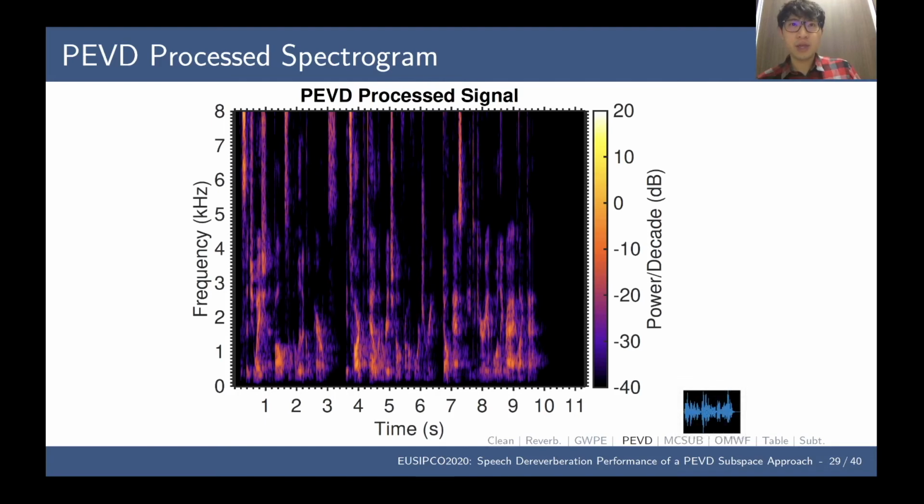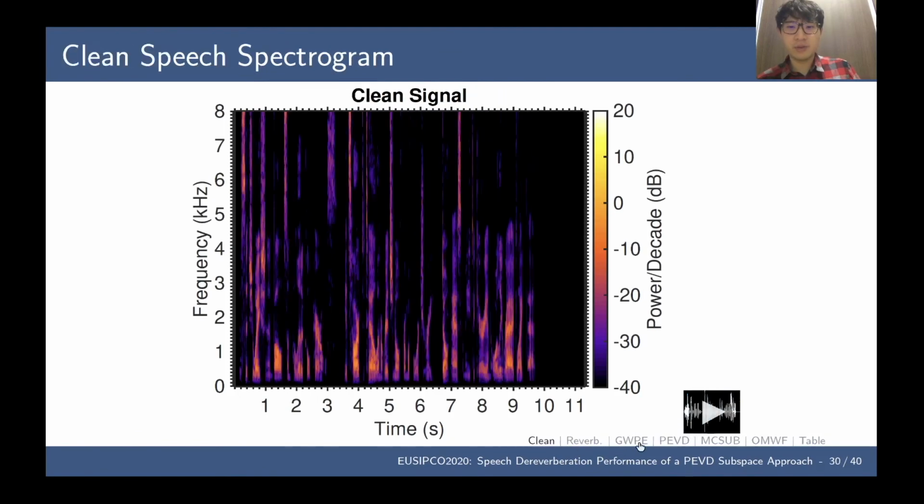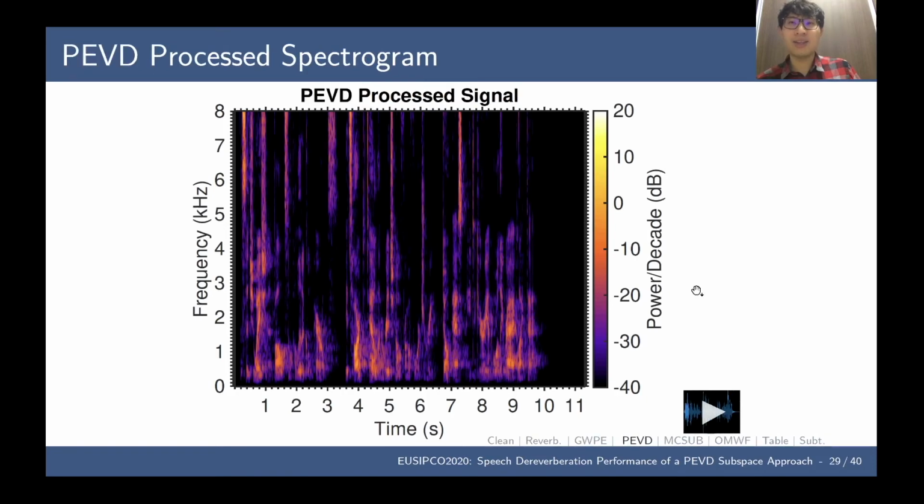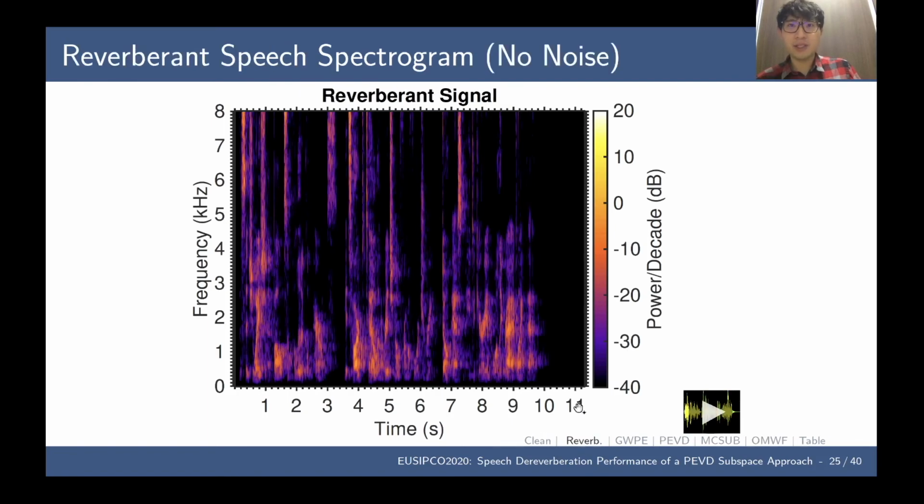We also note that the speech structure is preserved, and no audible artifacts were introduced. The GWPE processed signal will be compared, but we will first listen to the reverberant speech signal again.